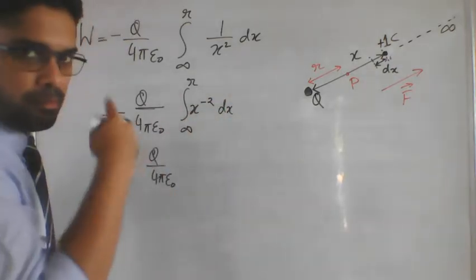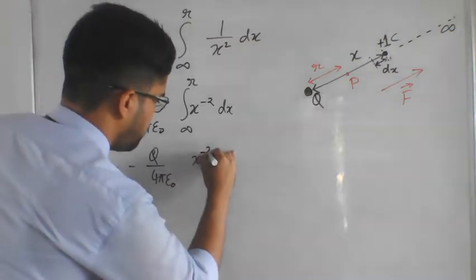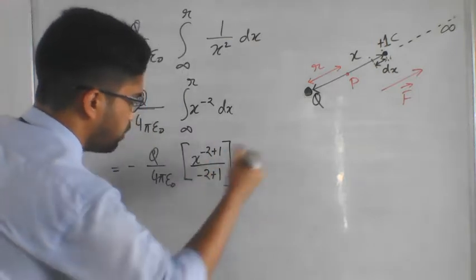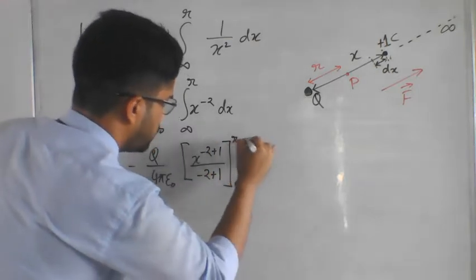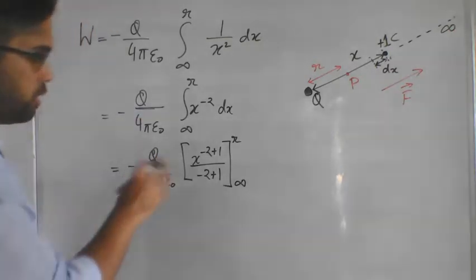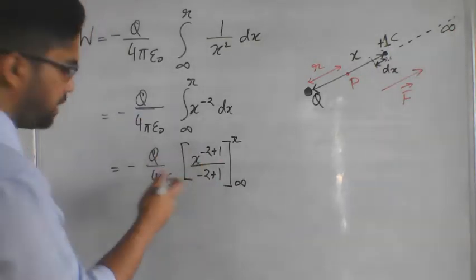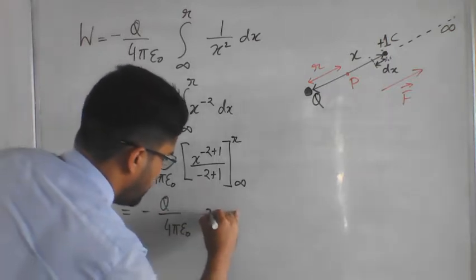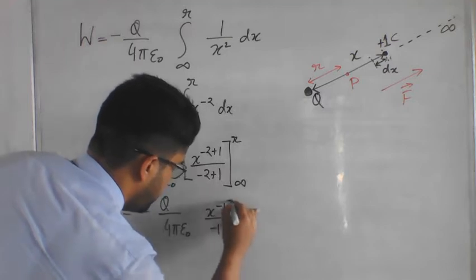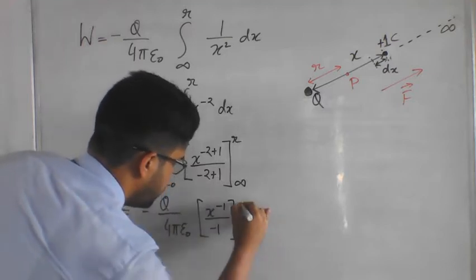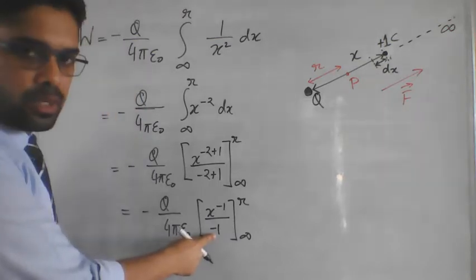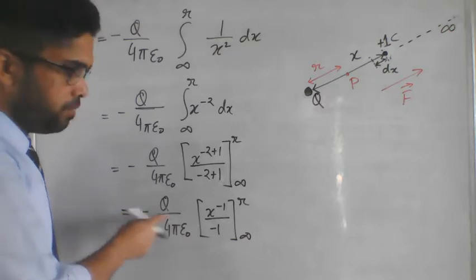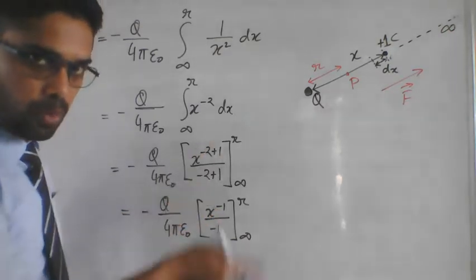So minus 2 will become minus 1 by minus 1, right? x raised to the power minus 2 plus 1 by minus 2 plus 1. And these limits we will write on the side with square brackets as infinity to r. Later we are going to use them. I will show you how. So here we'll get a minus 1, here we will get a minus 1. So we have minus q by 4 pi epsilon naught x raised to the power minus 1 divided by minus 1, infinity to r. Now we can take this minus 1 outside because it is a constant again, right? So this minus and this minus will become a plus, as you can see, and x raised to the power minus 1 we can write as 1 by x.